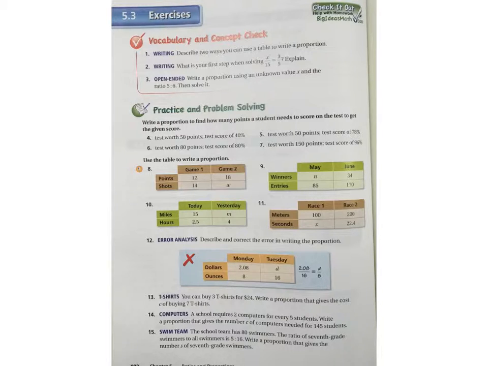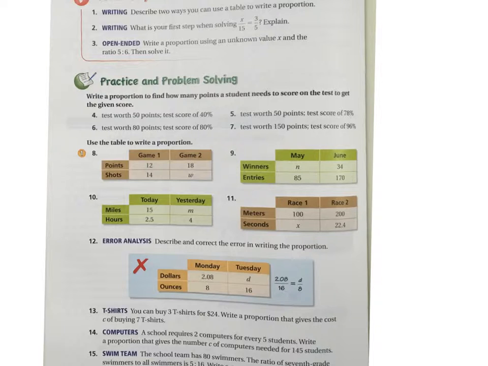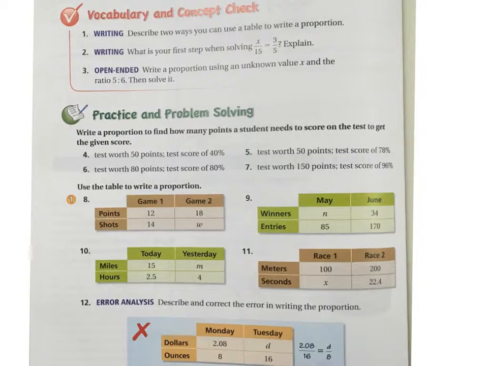All right, next thing we're going to do is start looking at the numbers that we're doing. We're going to start out today doing 4 to 7 and 26 to 30, which will be the review question. So in our 4 to 7, in the beginning section, practice and problem solving, where it begins, I'm going to write a proportion to find how many points a student needs to score on a test to get the given score. So if the test is worth 50 points, test score of 40%, how much do they need to get there to get that? So we're going to write a proportion.